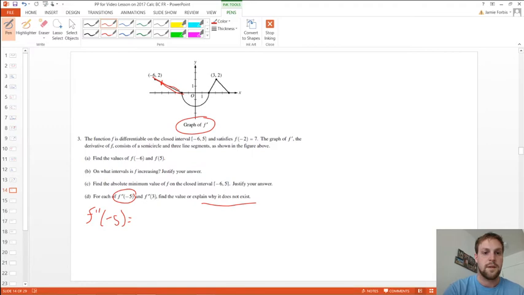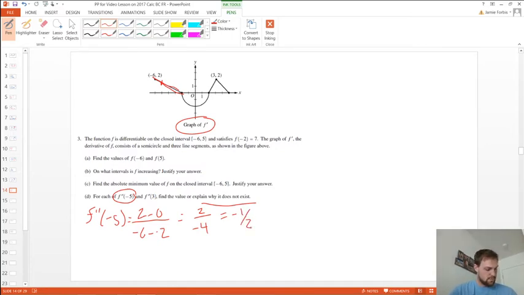You can just say, let's see, what's the height there? It's 2 minus 0 over negative 6 minus negative 2, y minus y over x minus x, which is 2 over negative 4, or negative 1/2. Yeah, so that's f double prime of negative 5.